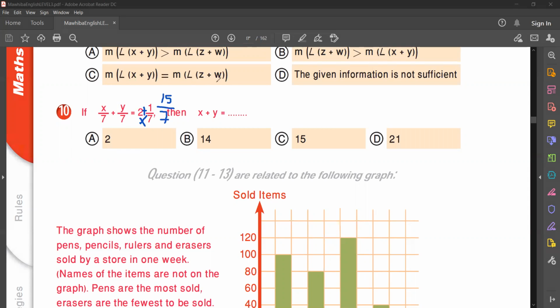You simplify all the denominators because they are the same. 7 with 7, or you multiply by 7, then you simplify. Then x plus y equals what? Equals 15. So the answer is number C. The answer is number C, right? Good. Now we will go to another example.